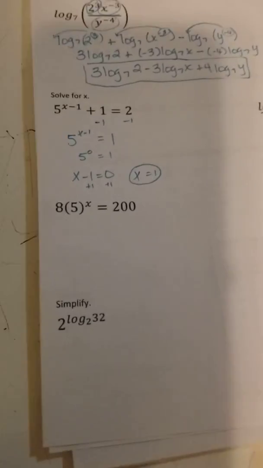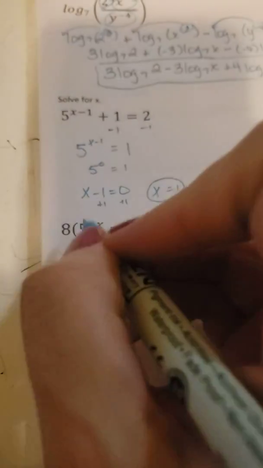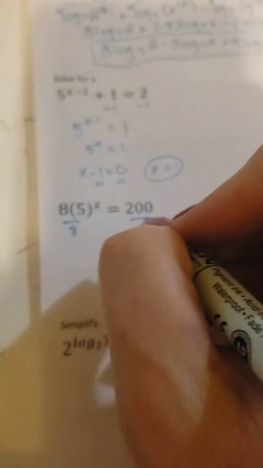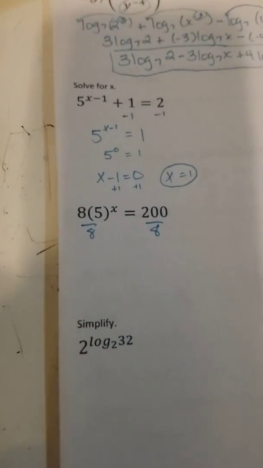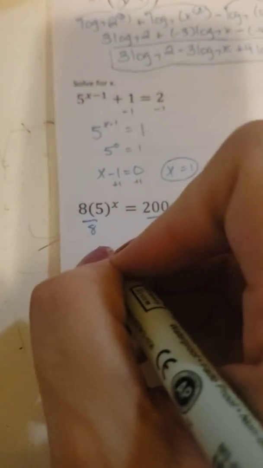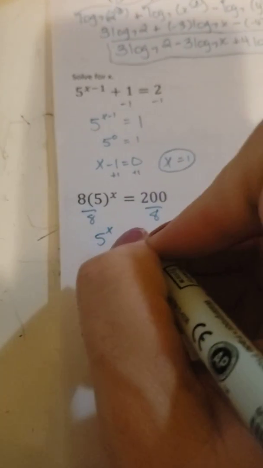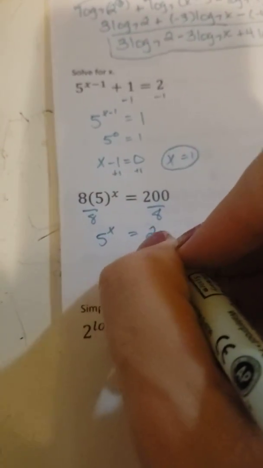All right. So now let's look at this one here. 8 times 5 to the x power equals 200. So the first thing we need to do is divide both sides by 8. And that gives me 5 to the x power equals 25.